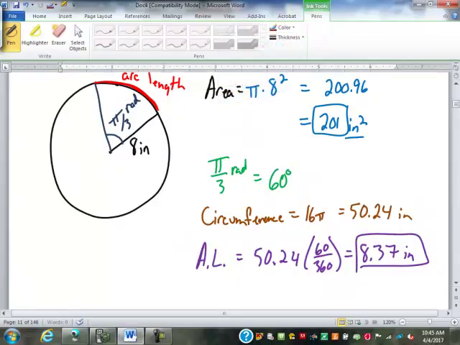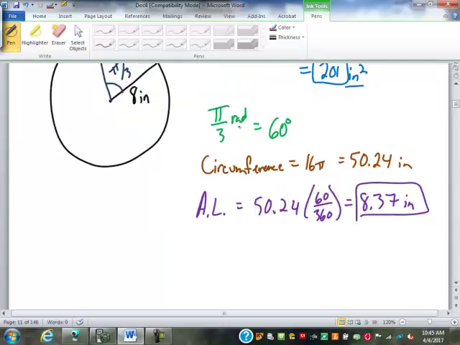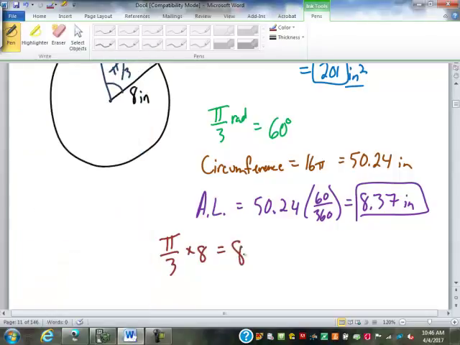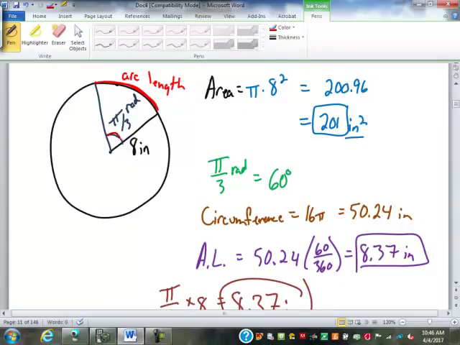The beauty of radian measure. Pi over 3 radians times 8. The interior angle, or the central angle, is pi over 3 radians. If I multiply that angle by the radius, so 3.14 divided by 3 times 8, guess what I get? 8.37. That is the strength of radian measure, to find an arc length. All you have to do is multiply that central angle in radians by the radius.